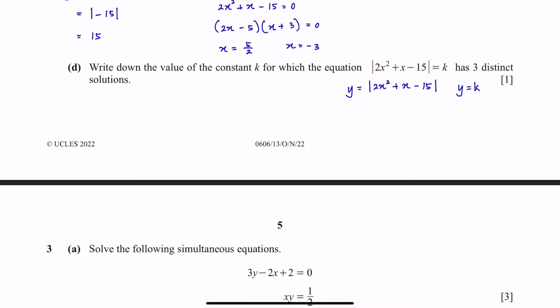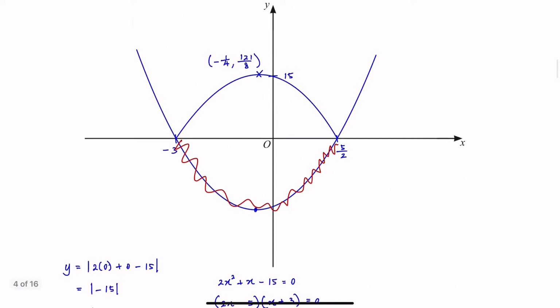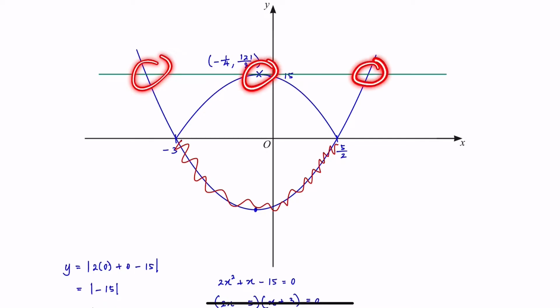So when k is a constant, y equals k is just a horizontal graph. So we have a horizontal graph, maybe something like this. So we need to see where in this graph we can get 3 intersection points. So first we have this part, and you can see that there are only 2 intersection points, so this cannot be the case. When k is 1 1/8, we can see that there are 3 intersection points, and in this case y equals 1 1/8.